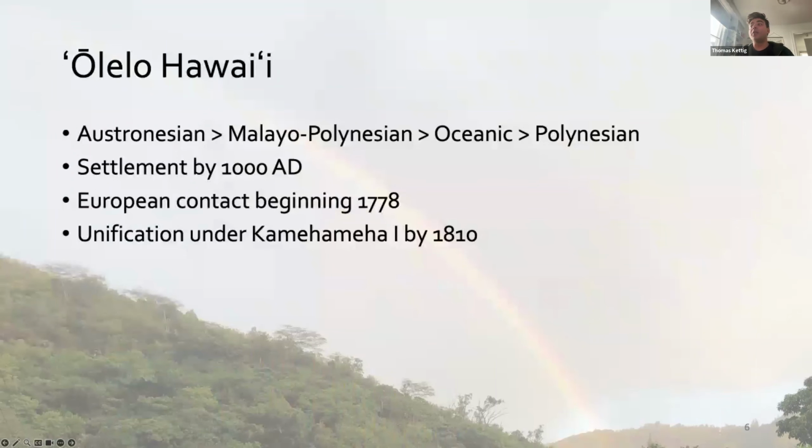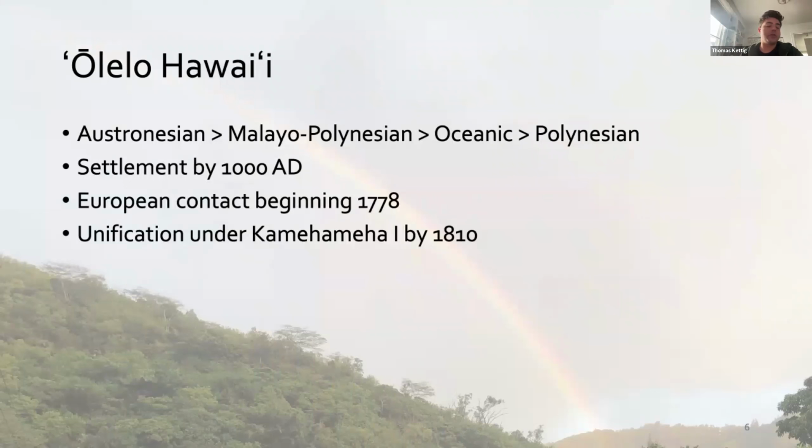So now about the language spoken in Hawaii. Ōlelo Hawaiʻi, or the Hawaiian language, is a Polynesian language in the Austronesian language family. If you have any questions about how humans ended up there, feel free to ask in the question period. It seems from the archaeological evidence that humans settled in Hawaii by about 1000 AD. It's unclear whether it's plus or minus 100 or so years.